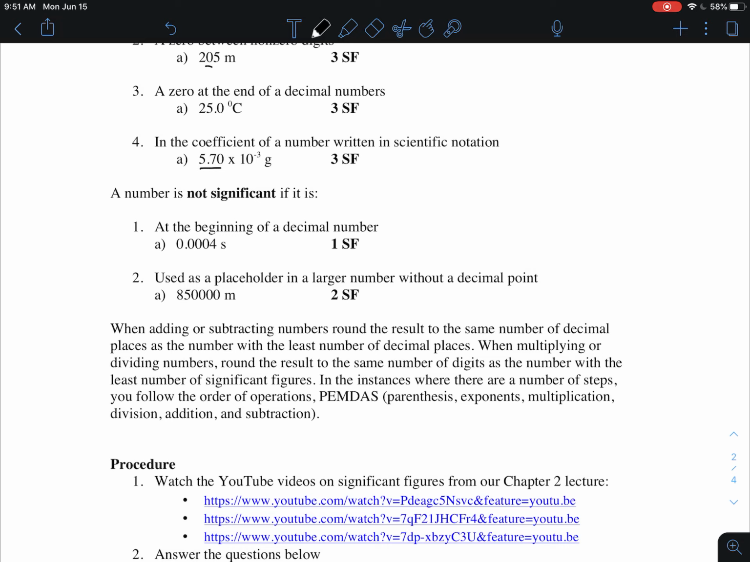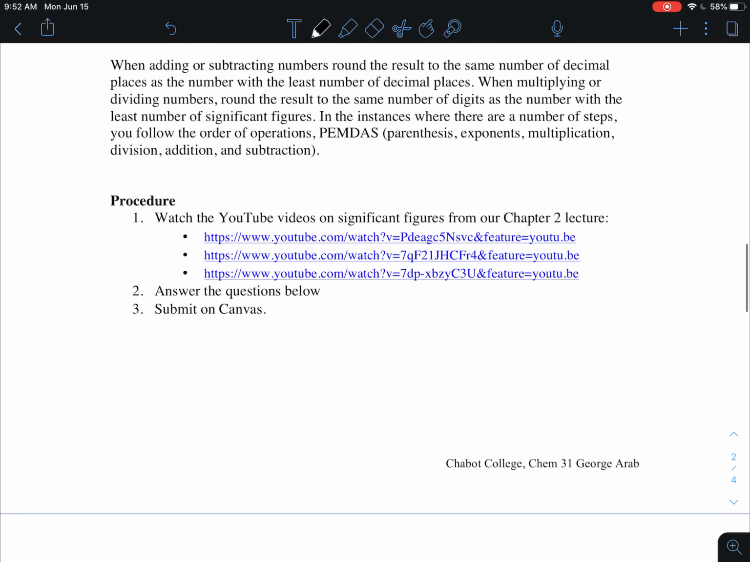In the instances where you have multiple steps, you follow the order of operations, which is the parentheses. So whatever is in parentheses, you would do first, find the sig figs of that. If you have an exponent, that comes next, then multiplication, division, addition, and subtraction. So you're going in this order, figuring out the sig figs each time you have a step, and then continuing from there. So then you have a little procedure section.